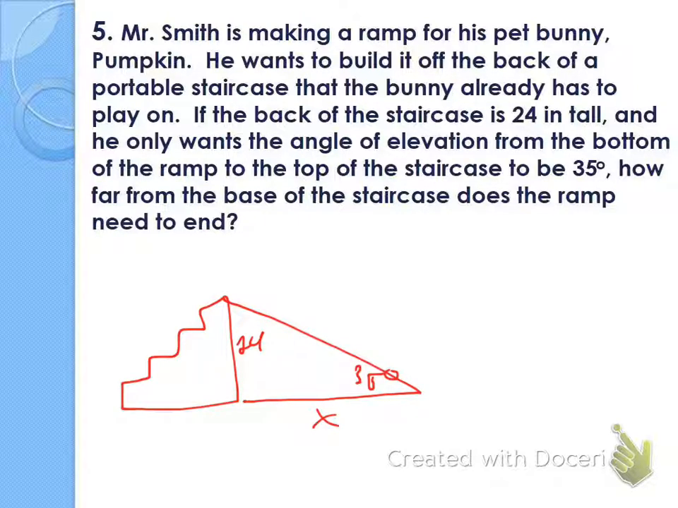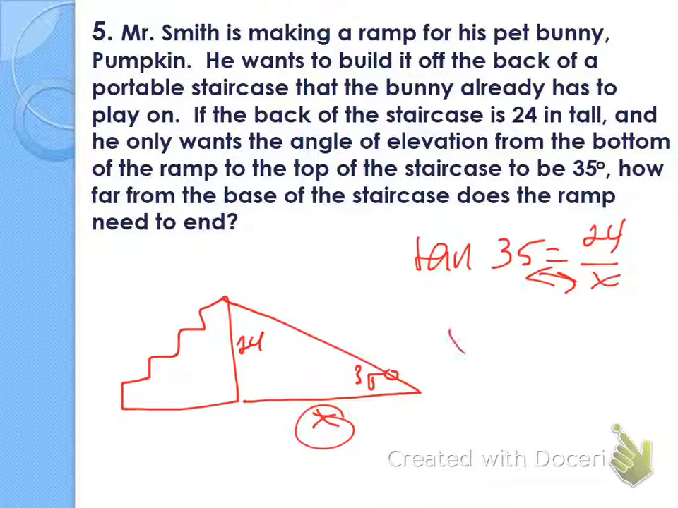Does your picture look like that? Okay? The ramp's angle of elevation is 35 degrees, so your 35 needs to go there. The staircase is 24 inches tall, and I want to know how far out this ramp is going to stick, right? So then I can go tangent of 35 equals 24 over x. And since x is down low, we're going to switch these and then divide. And so if you do that, you're going to get a length of 34.3 inches.